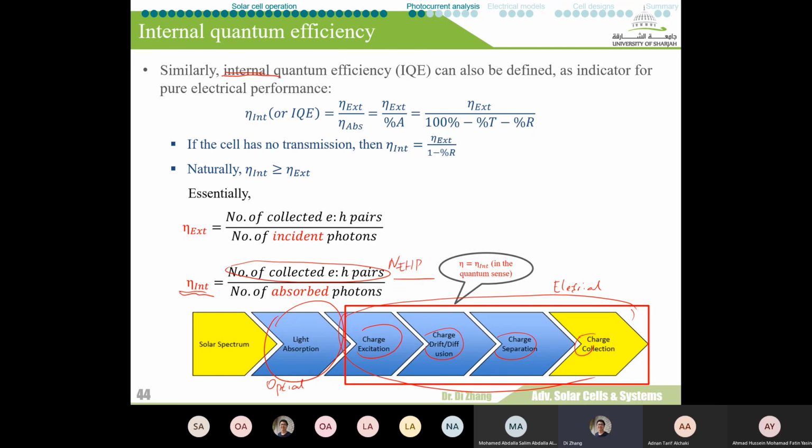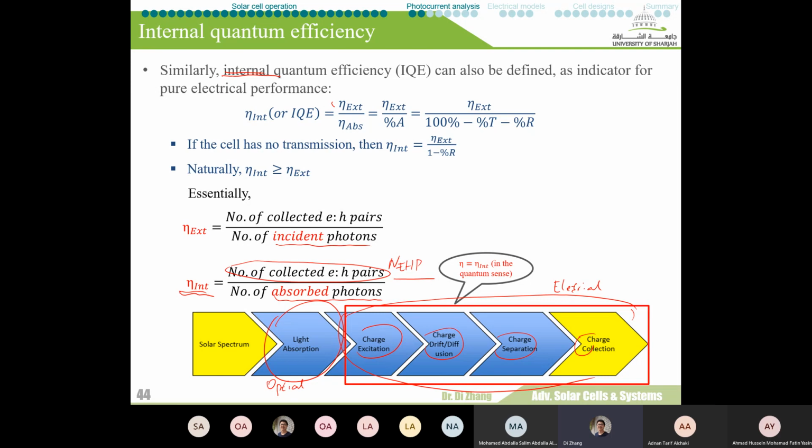divided not by the incident photons. Instead, it's going to be divided by the absorbed photons, which is talking about the number of photons after the absorption. Okay, how many photons can actually be absorbed?